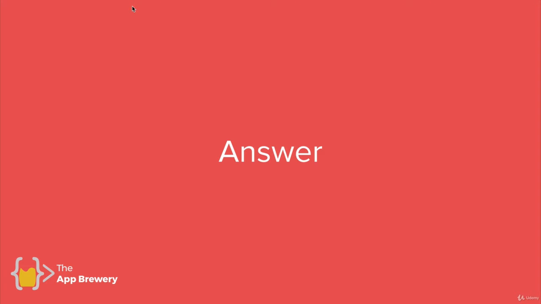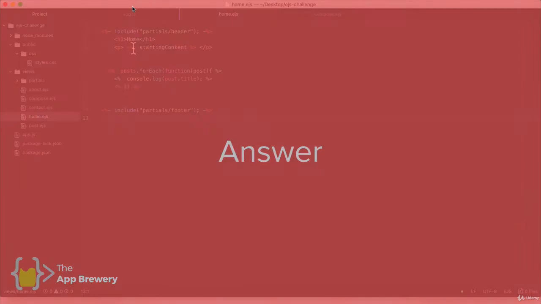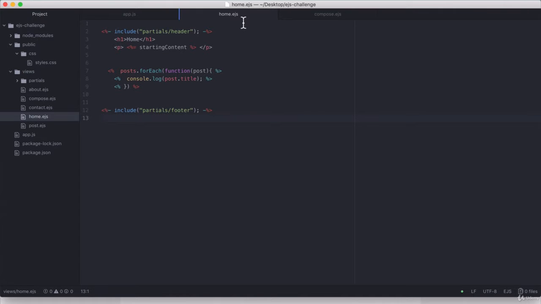All right, so here comes the answer to the challenge. The answer is that inside our home.ejs, instead of console logging the post title or whatever it may be, we want to be able to render it as an HTML element. And we have to render each item inside the post array as an individual H1 and paragraph element. Just like what we've got up here with our home as our H1 and our starting content being placed into paragraph elements, that's what we need to do down here.